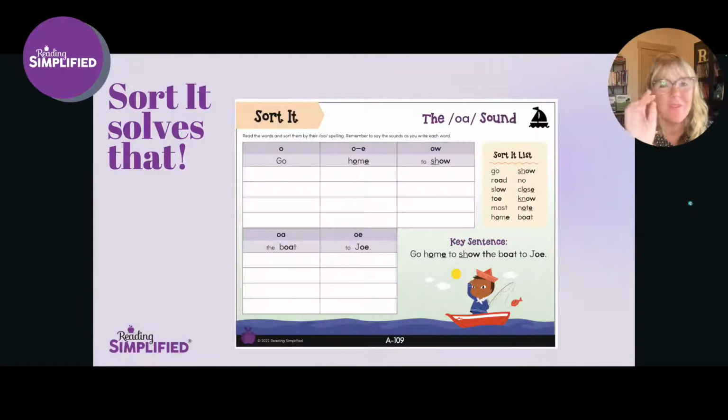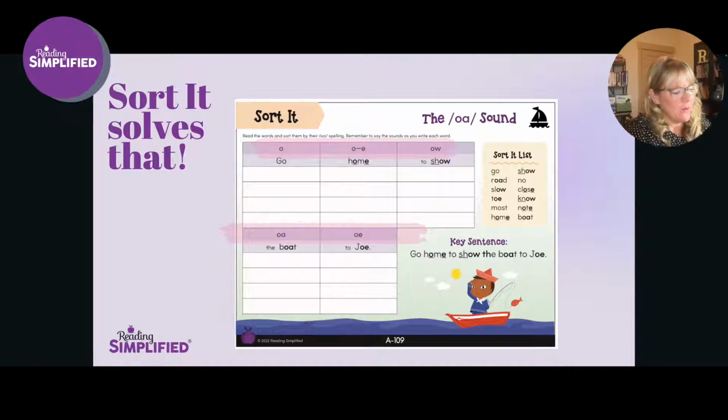Don't you worry, we've got an answer for that. Our activity Sort It solves that. So we start kids with doing Switch It and Read It, and then once they can do Read It pretty well, then they're doing Switch It and Sort It. And with Sort It, notice that they're going to be reading one sound, O, and sorting by spellings. The O in go, the O in home, the O in show, the O in boat, the O in Joe.